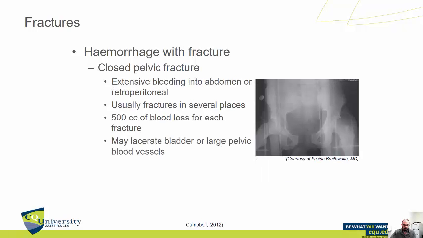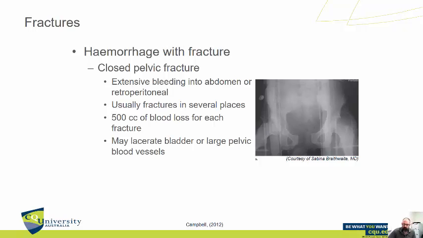The other type of fracture that can cause a large amount of blood loss is the closed pelvic fracture. You have the two main blood vessels, the inferior vena cava and the aorta, that run through the pelvis and end up in the retroperitoneal space, the retroperitoneal abdomen. They can be lacerated as a result of a pelvic fracture, and obviously that constitutes a life-threatening emergency.